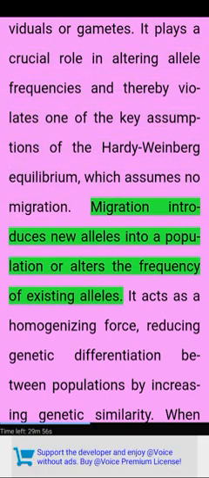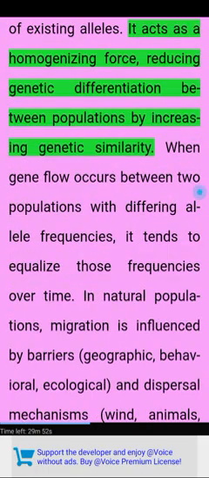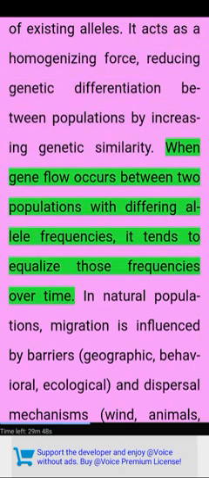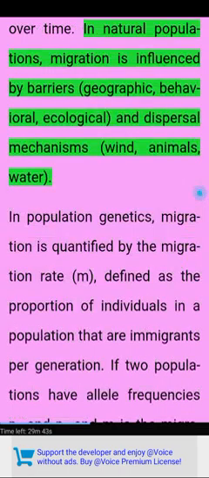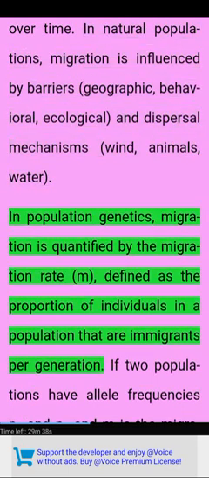Migration introduces new alleles into a population or alters the frequency of existing alleles. It acts as a homogenizing force, reducing genetic differentiation between populations by increasing genetic similarity. When gene flow occurs between two populations with different allele frequencies, it tends to equalize those frequencies over time. In natural populations, migration is influenced by barriers (geographic, behavioral, ecological) and dispersal mechanisms: wind, animals, water.